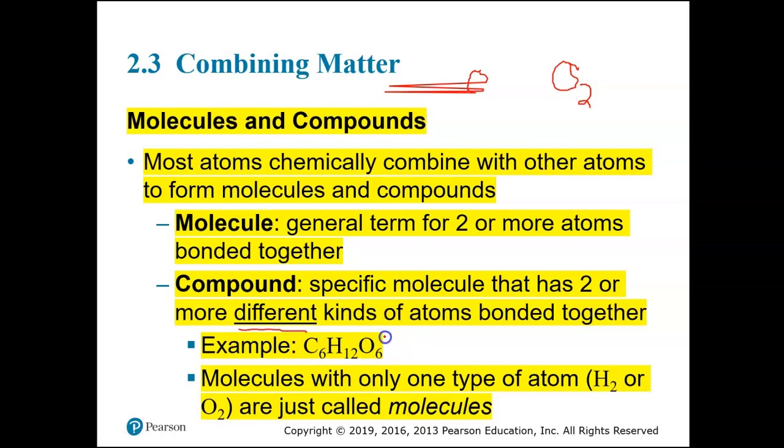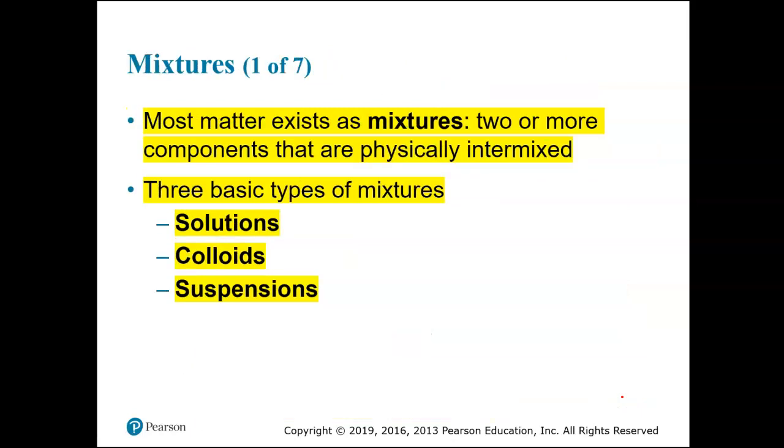So C6H12O6, and by the way, I would learn this formula. This is the formula for glucose. This is a molecule and a compound, but O2 would only be considered a molecule. There's O2, and H2 is also a molecule of hydrogen gas. So it's just two atoms of hydrogen chemically bonded.